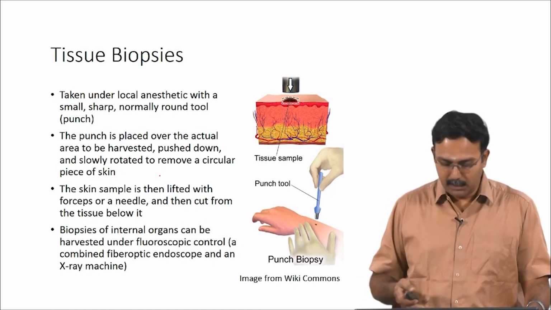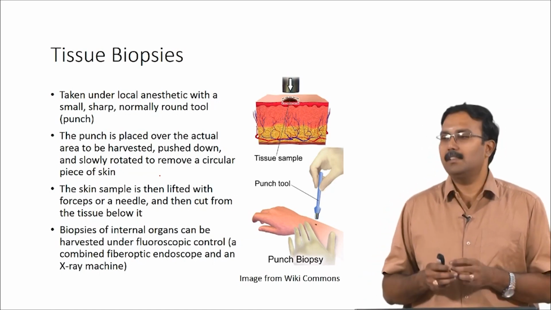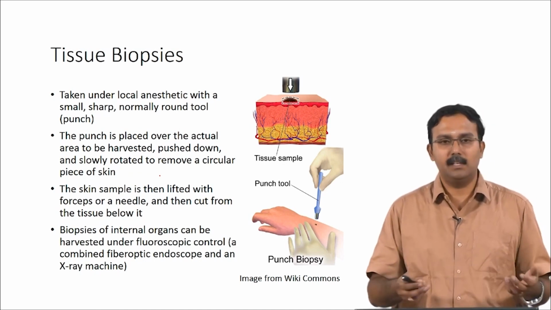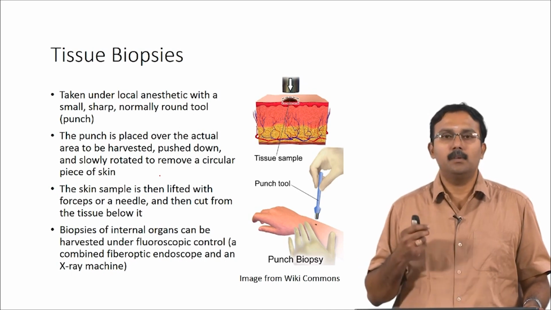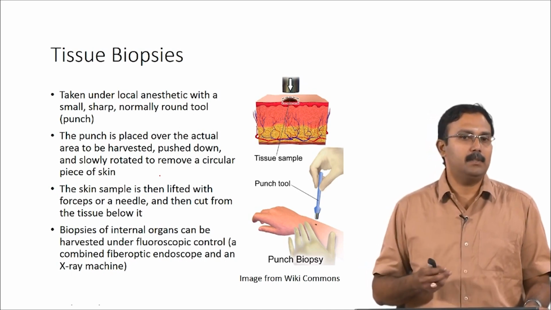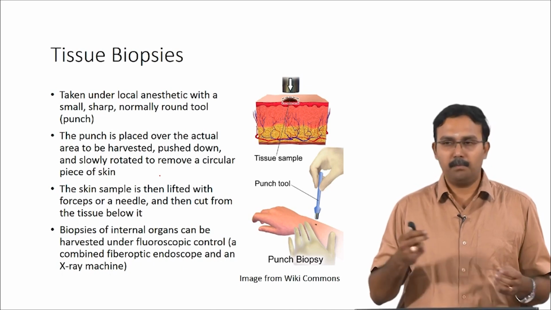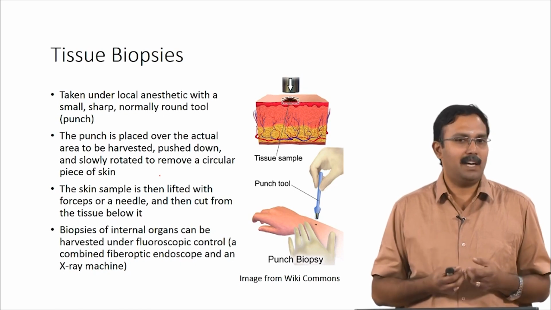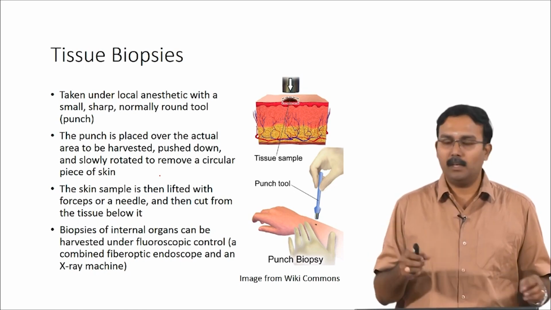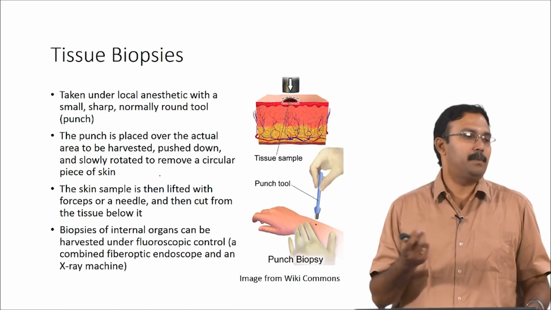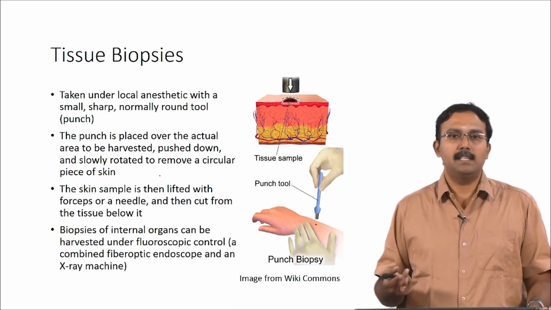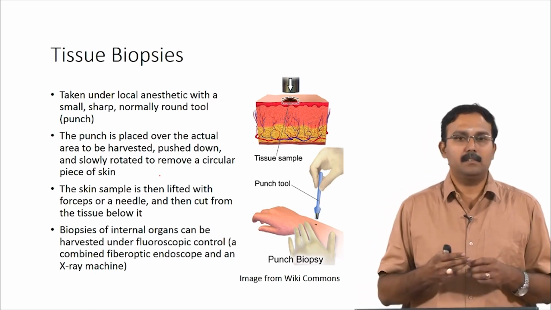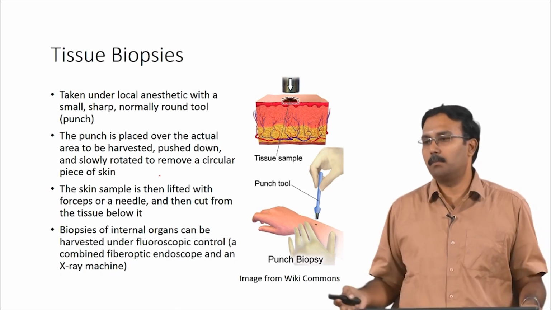So, what I am showing here is the punch biopsy. This is one of the simplest things done. Usually this is done for tissues like skin which are easily cut open. What you do is under local anesthetic you take this punch tool, which is a sharp knife round in shape, and the punch is placed over the area which you want to harvest, and it is pushed down and rotated to remove a circular piece of the skin. The skin sample is then lifted with the forceps or a needle, and this can be cut from the tissue before it is further processed.